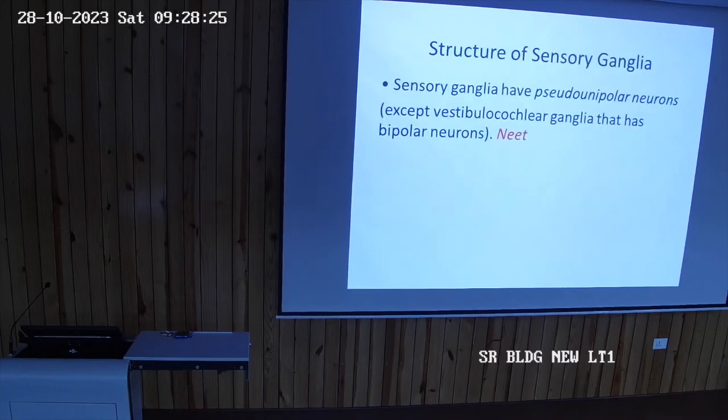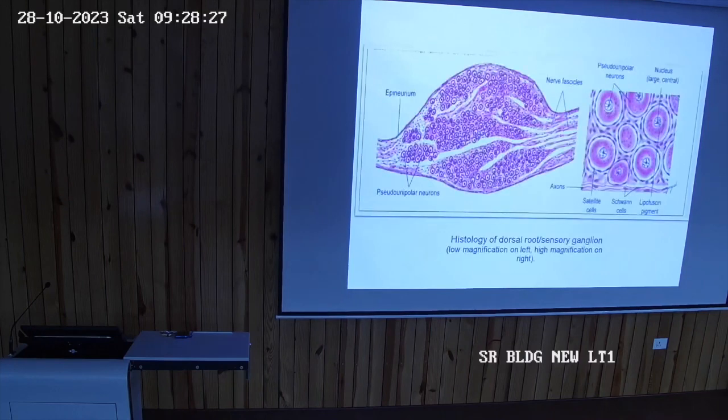So let us look at the picture of microscopic anatomy. We have these bundles of what? What are these? These are the cell bodies which are present outside the central nervous system, and what is their function? They carry the sensory information. Now, what type of neurons are they? Dorsal root ganglion is what type of neuron?